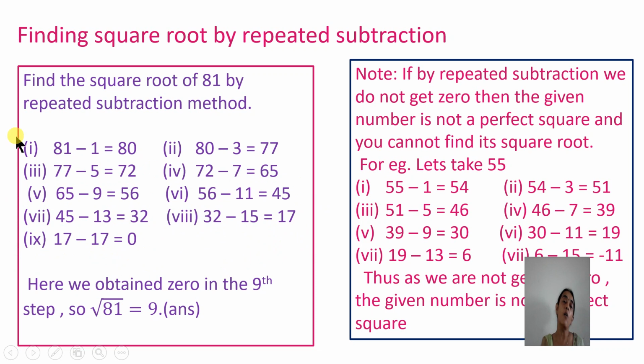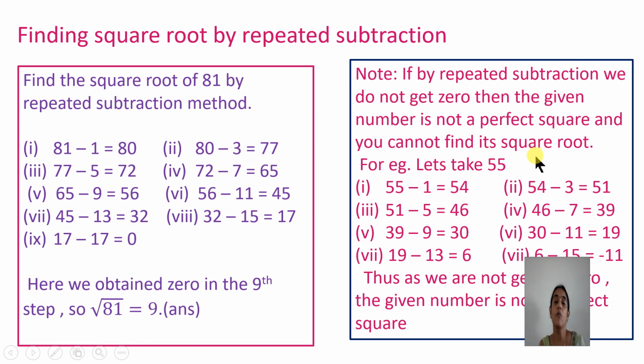Now in 9 steps, 1, 2, 3, 4, 5, 6, 7, 8 and 9, in the 9th step we obtain 0. If we obtain 0, then root of 81 is equal to 9. But if by repeated subtraction we do not get 0, then the given number is not a perfect square and you cannot find its square root.